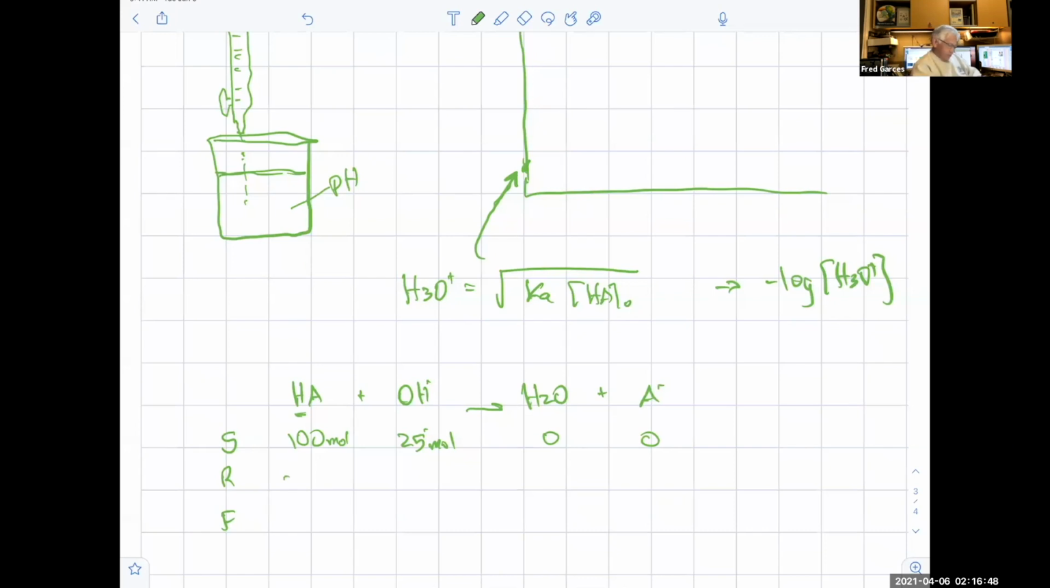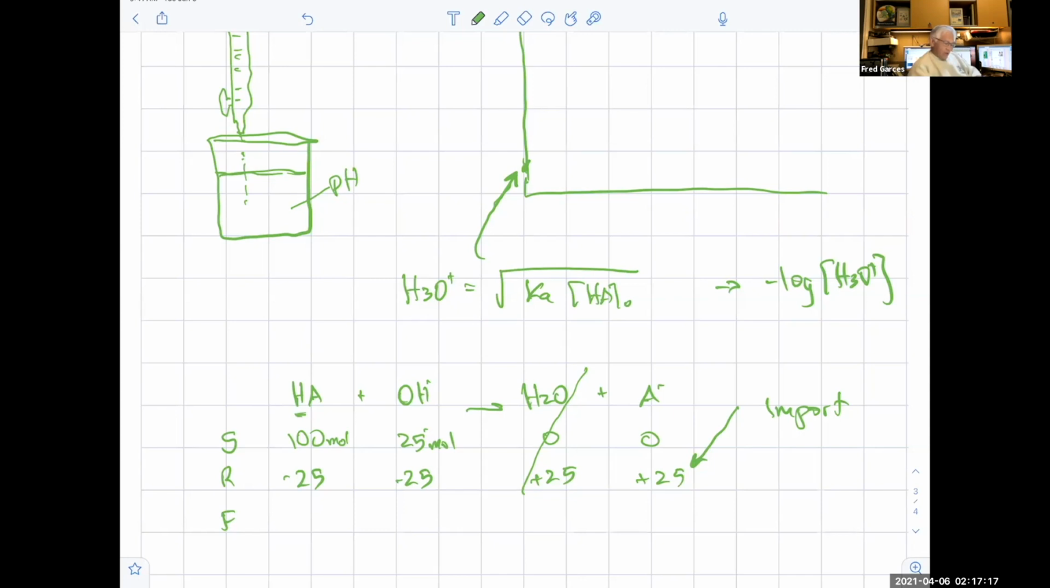So 25 plus 25 plus 25. I'm not worried so much about the water because, again, that never shows up in the mass action expression, but I am concerned about that. That's important because the amount of acid that gets neutralized by the base now becomes a conjugate.